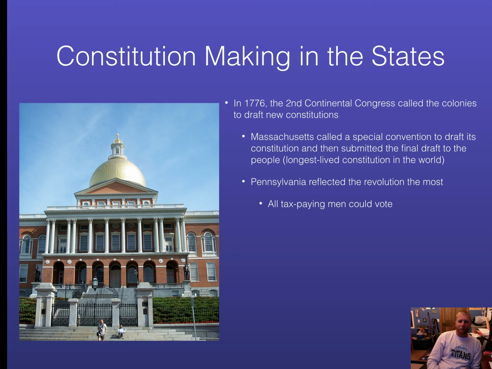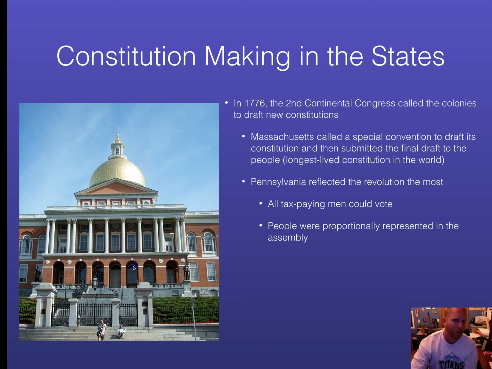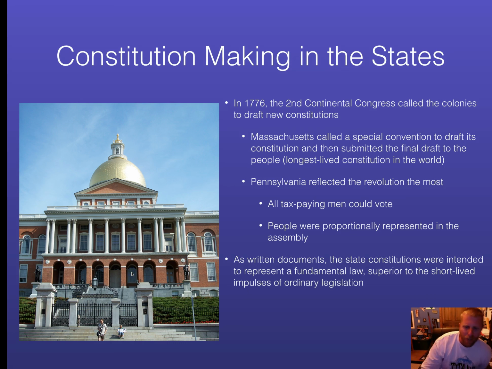All tax-paying men could vote, so they had much easier rules for voting. More people could participate in democracy. And people were proportionally represented in the assembly based on population centers, and it was a little bit forward thinking in terms of what the United States government would eventually be.